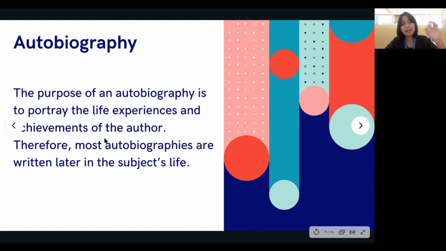So, bakit ka magsusulat ng autobiography? Kasi you want the world to know your life experiences, your achievements. Yung mga nakamit mo, yung mga gusto mo, yung mga nangyari sa buong buhay mo. So therefore, most autobiographies are written later in the subject's life. So syempre, kailangan may experiences ka muna, may mga bagay ka muna gustong ikwento bago mo ito isulat. So, when you have those kind of experiences that you wanted to share with the whole world, then you can now write an autobiography.